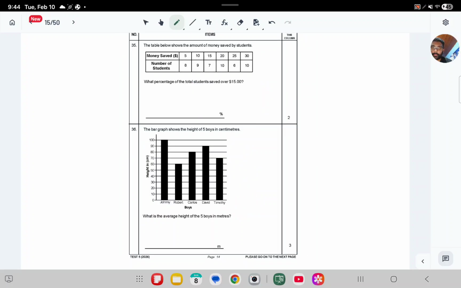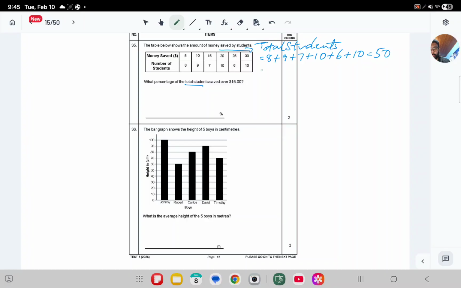Number 35, the table below shows the amount of money saved by students. What percentage of the total students save over $15? So over $15 would be 20, 25, and 30. So these are the total students. Based on the information, we don't know the total students, so we have to calculate the total students. To calculate the total students, we just need to add up. So 8 plus 9 plus 7 plus 10 plus 6 plus 10. That will give us a total of 50 students.